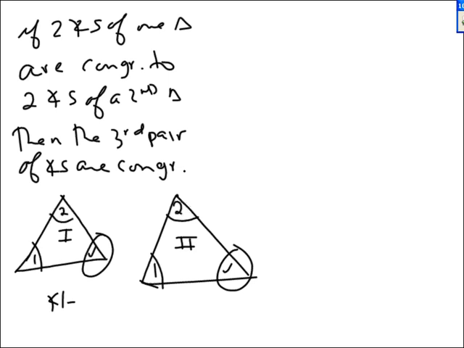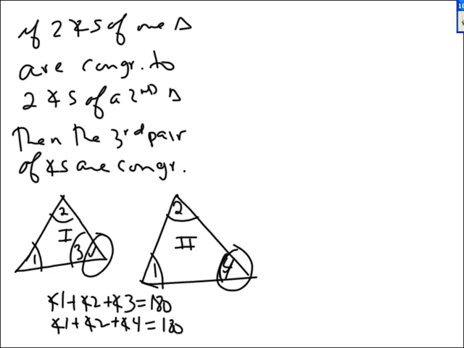Angle 1 plus angle 2 plus, we'll call this angle here angle 3, must add up to 180, and we'll call this angle 4 over here. In the second triangle, angle 1 plus angle 2 plus angle 4 must add up to 180. Well, in both equations, we're starting with the same value, angle 1 plus angle 2. Whatever that is, 50 degrees, 130 degrees. We're starting off with the same.